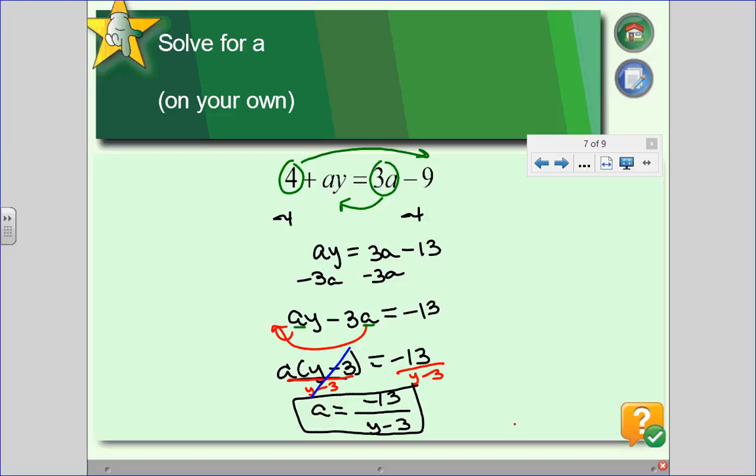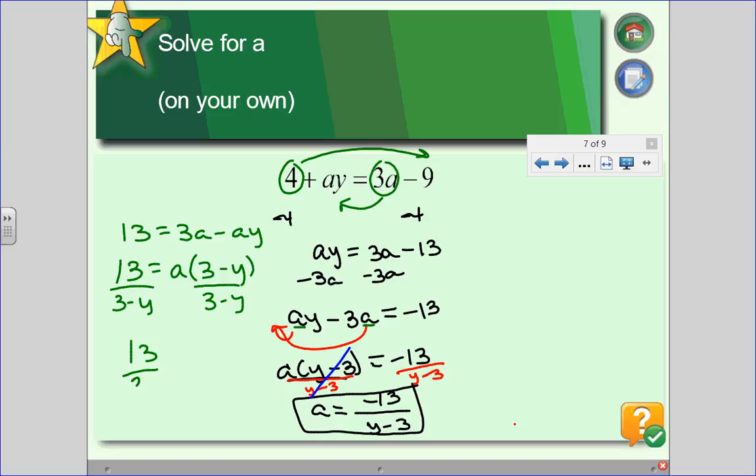If you had gone in the other direction, meaning you actually added 9 to both sides but subtracted ay, you would have been left with 13 equal to 3a minus ay. You would have brought down your 13, factored out the a, and been left with 13 over 3 minus y equals a.